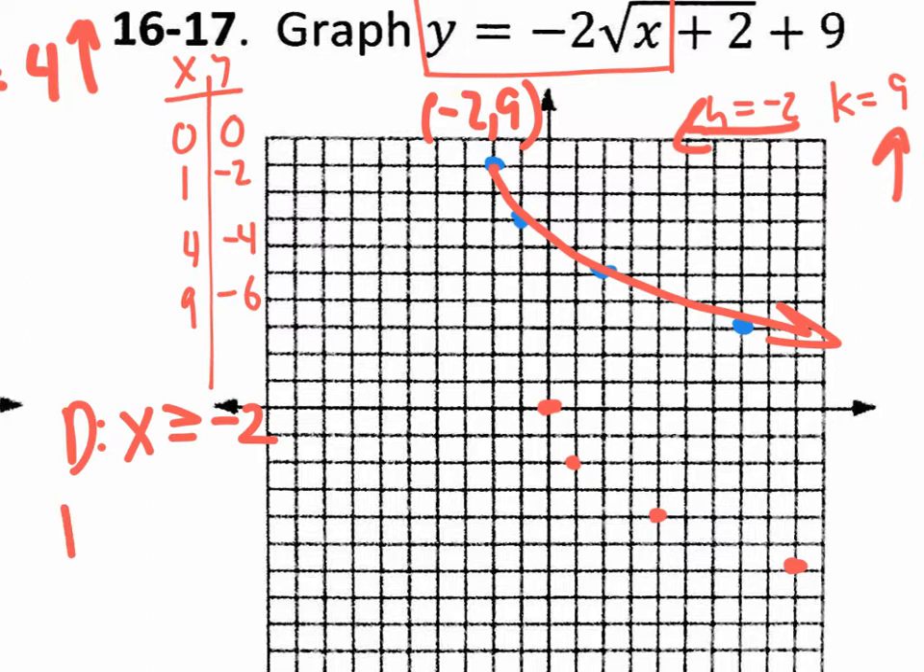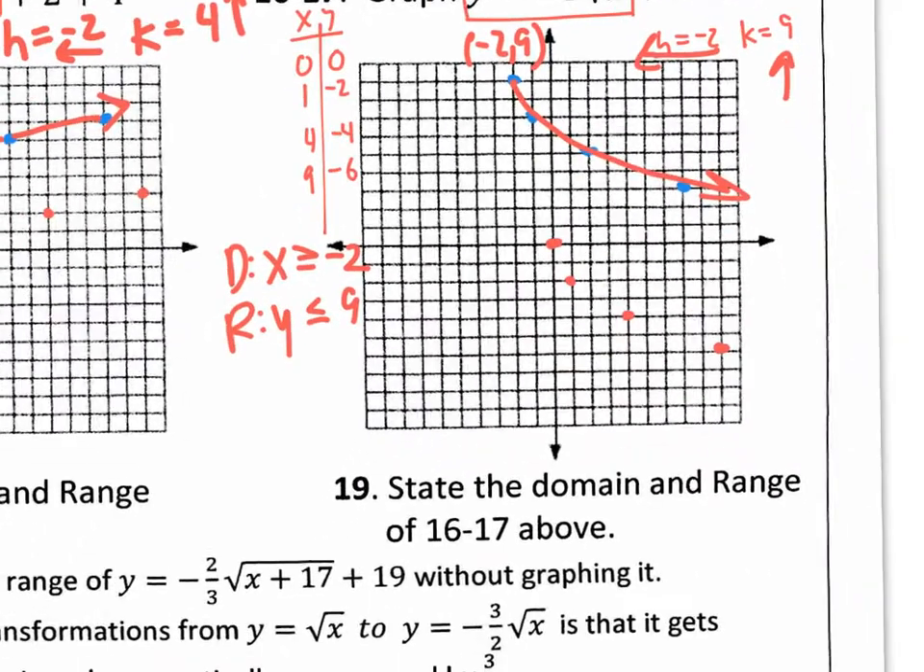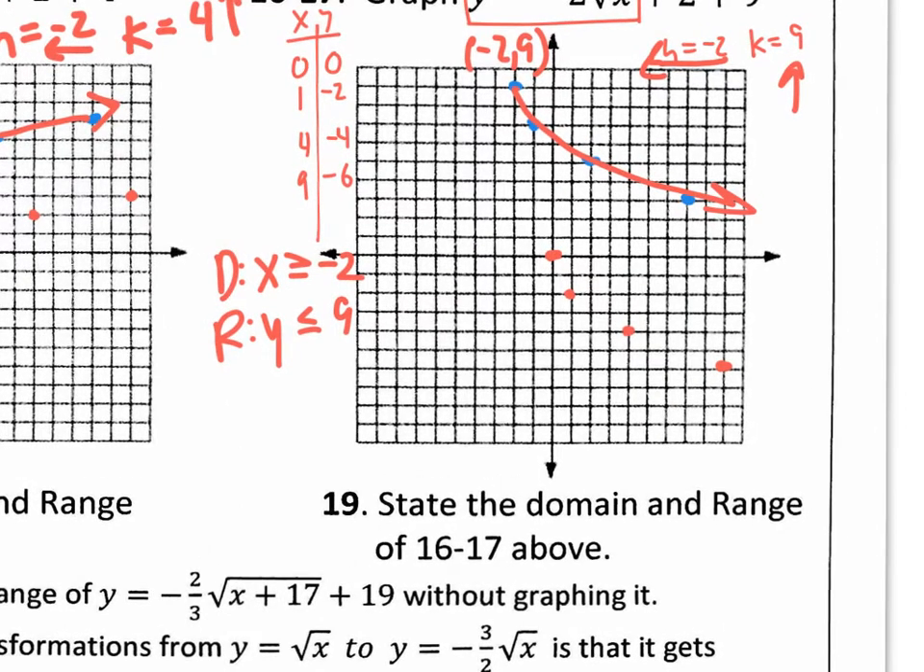Let's talk about range now. The range is your y values, and what about y's? Less than or equal to what? To 9. Perfect. All right, so that domain and range will be asked as a separate point down here if you check it out. It says state the domain and range of 16, 17 above, so state the domain and range of that. You get an extra point for domain and range.